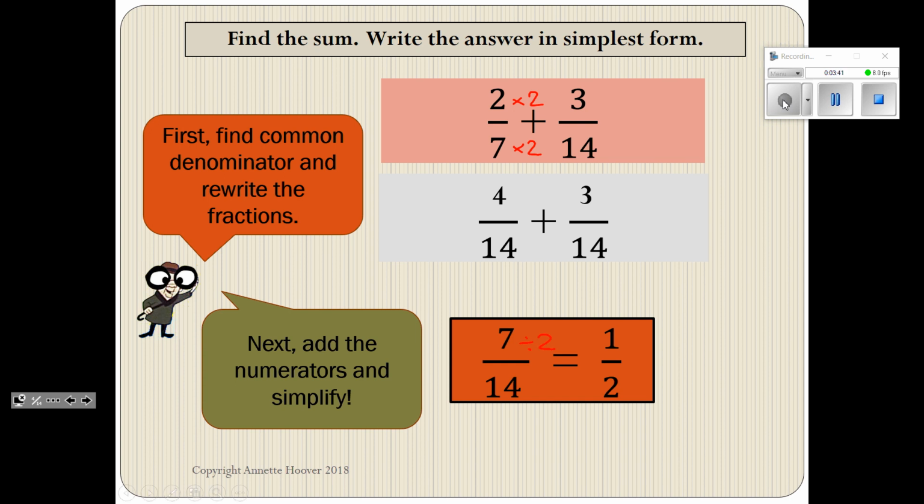Both 7 and 14 are divisible by 2. Oh, sorry. Not divisible by 2. Divisible by 7. And we would simplify that to 1/2.